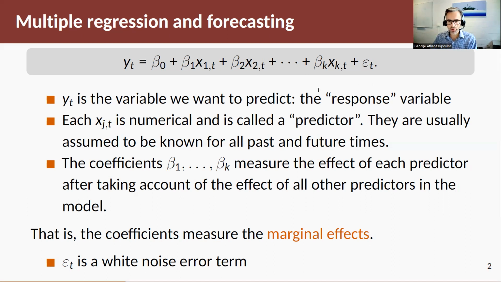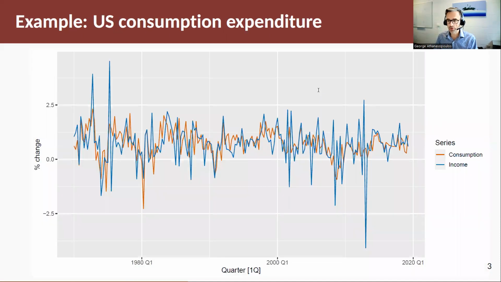Now let's think about a simple example, and the simplest example is to think about predicting a variable y using only one predictor, and that's the framework of simple regression. So in this case, we think about US consumption expenditure as a percentage change, using the percentage change in income as the predictor. Plotting these two time series, we see that there are some common patterns, and hence it may be a good idea to try and predict consumption using income.